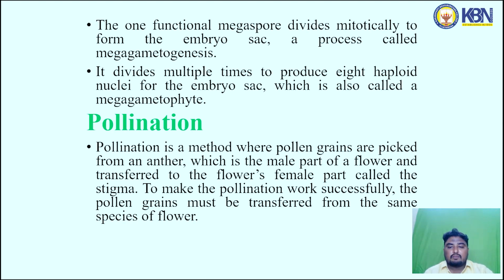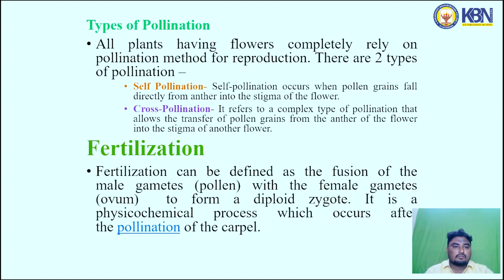The next topic is pollination. Pollination is a method where pollen grains are picked from the anther, which is the male part of the flower, and then transferred to the flower's female part called the stigma. For pollination to work successfully, the pollen grain must be transferred from the same species of flower.